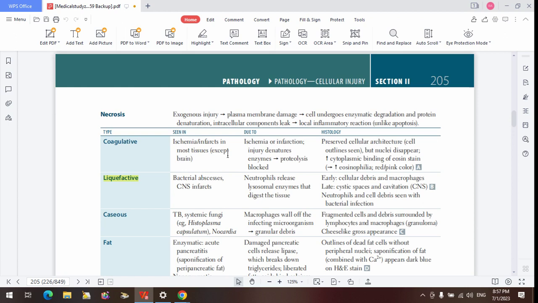We already know what we are looking for. Preservation of the cellular architecture is what we are looking for. And in coagulative necrosis, the changes of the nucleus will happen from pyknosis to karyorrhexis to karyolysis. So the nucleus is going to disappear completely in coagulative necrosis. You won't have any nucleus there.